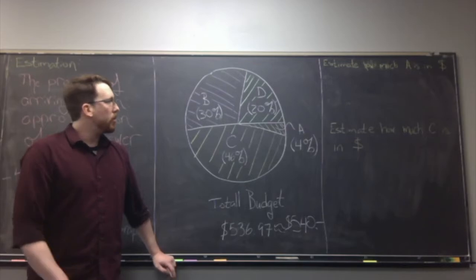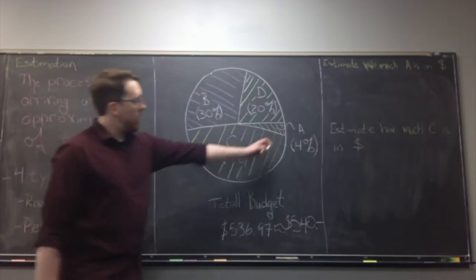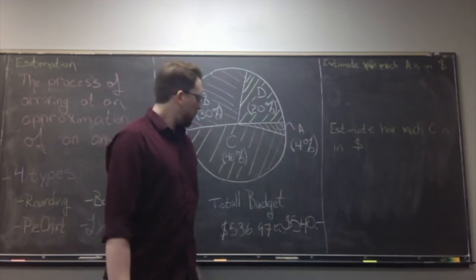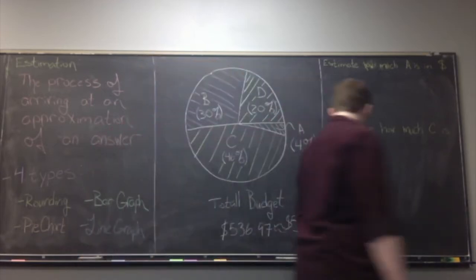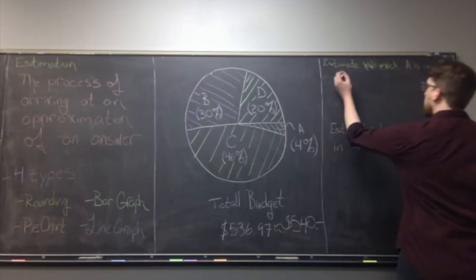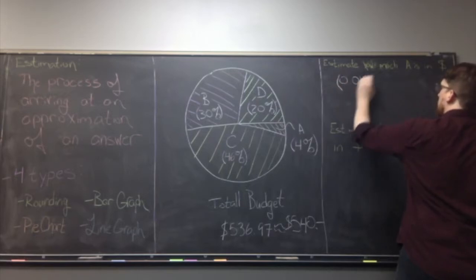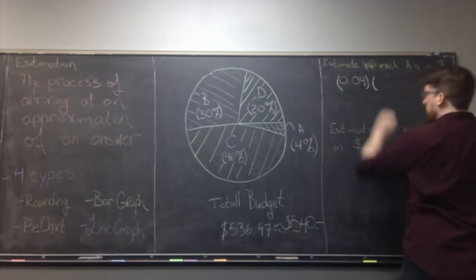With that in mind, we now want an estimate for what A is in dollars. Well, A in dollars is going to come out to be 0.04 times 540.